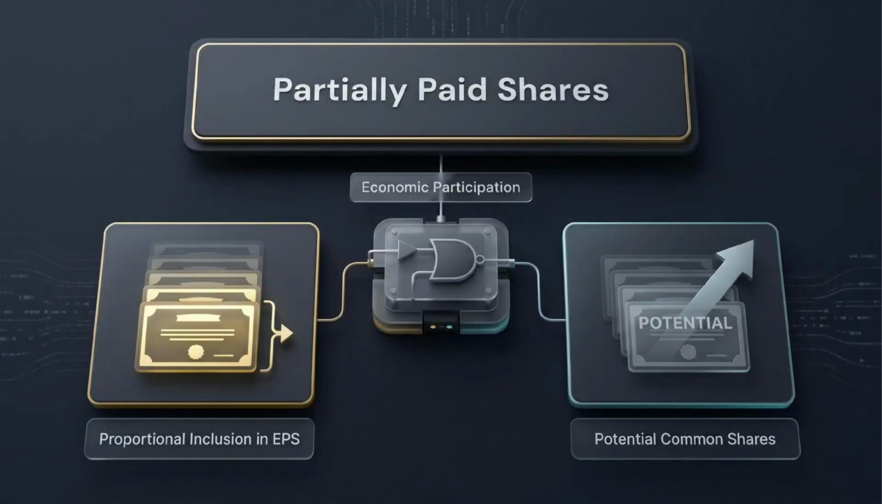Partially paid shares require attention to rights, not just labels. If the holder has paid only part of the issue price, we ask whether the shares currently participate in dividends or earnings. If they participate in proportion to the amount paid, EPS may include them on a proportional basis. If they do not participate until fully paid, they may be treated as potential common shares for diluted EPS. The exam point is simple. Read the economic participation rights carefully.